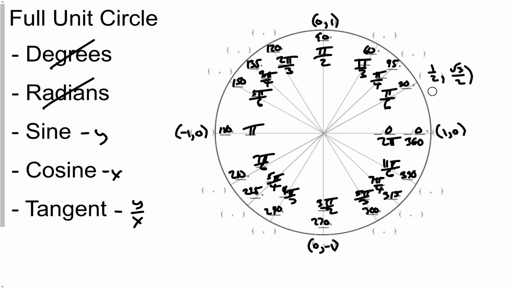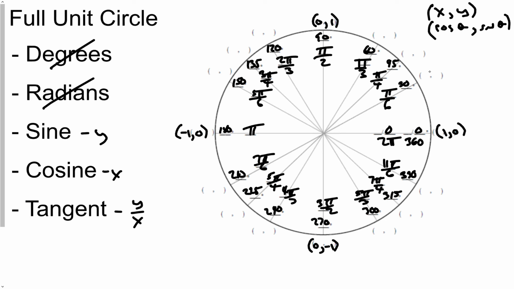Sorry, wrong way. Okay, it goes x comma y, so it's cosine of my angle comma the sine of my angle. Okay, so don't get those backwards like I just did.